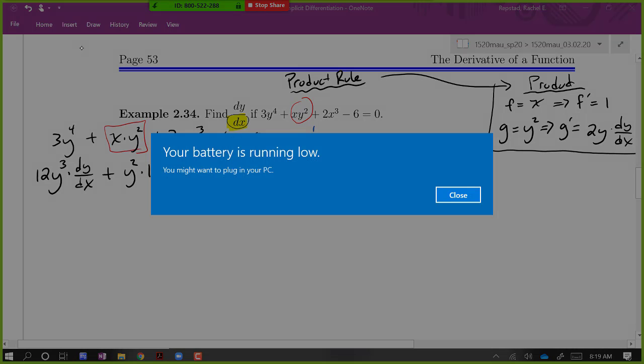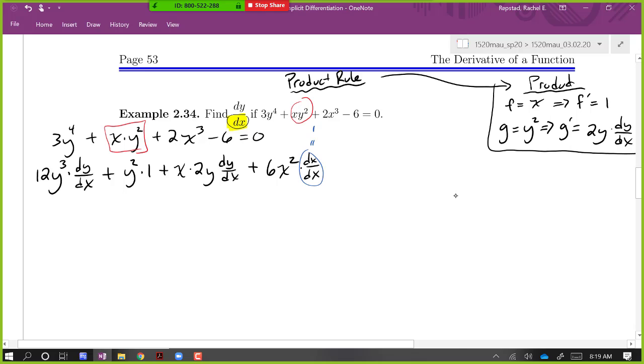And then, hold on. I did not plug in my laptop. Let me fix that. That would be bad.